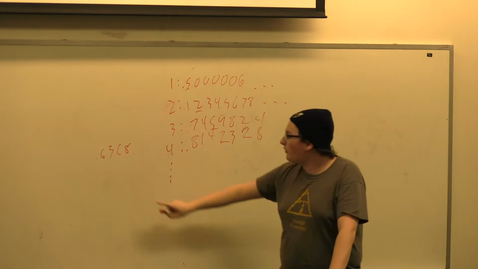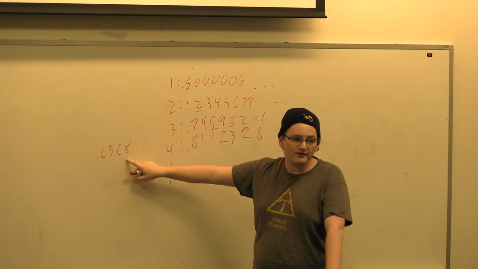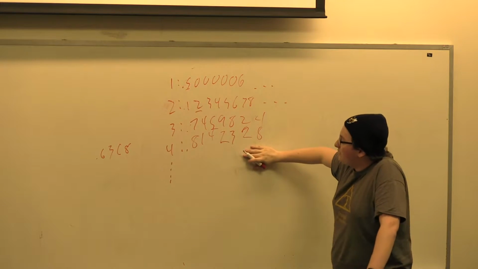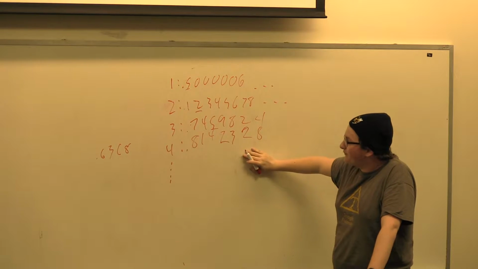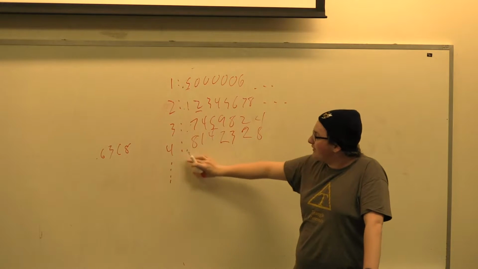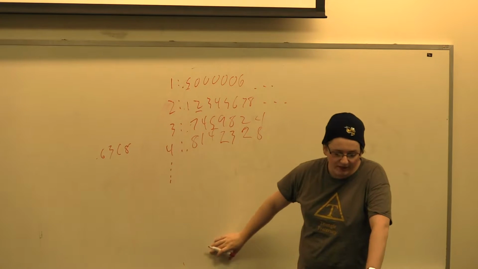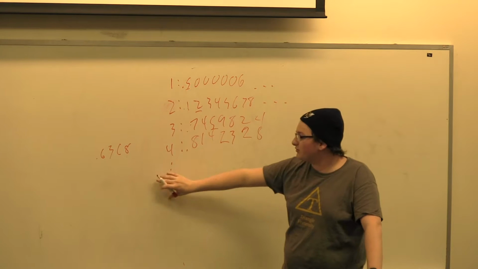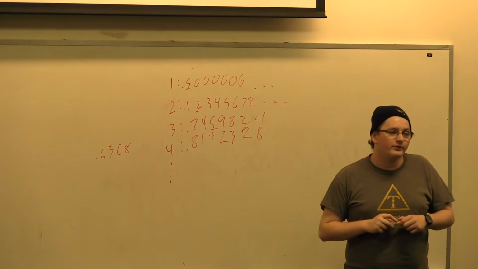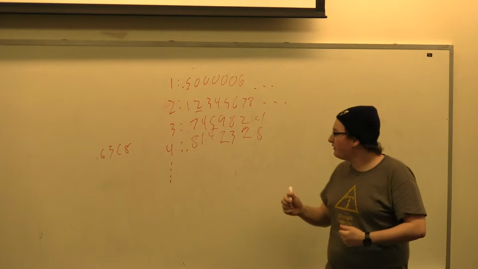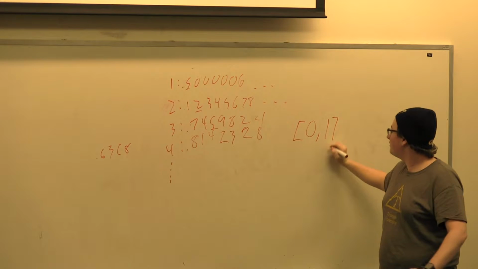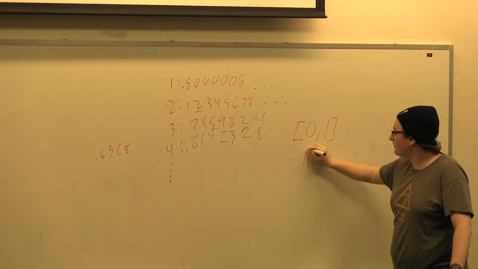Now, I will always have a real number that is not in this list, or that is not in this bijection. So I cannot create a bijection between the naturals and the reals. What this means is there are more real numbers between 0 and 1 than there are natural numbers.